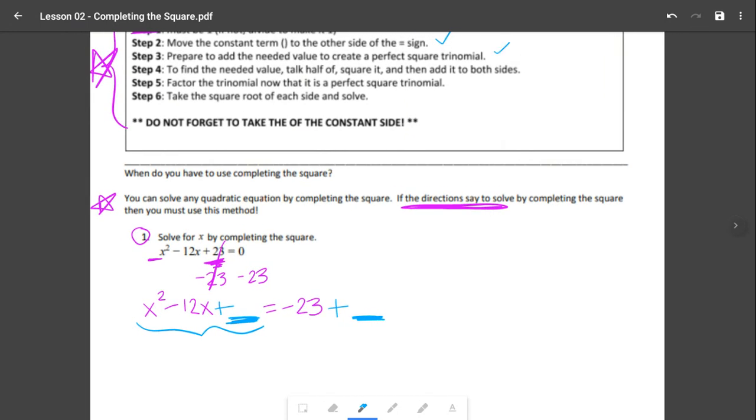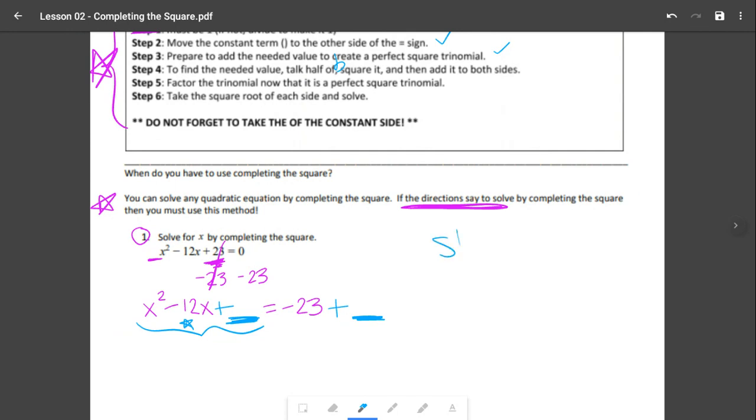So now, step 4, to find the needed value, take half of b, square it, and then add it to both sides. The b is the number that is attached to the x. In this case, that would be the -12.